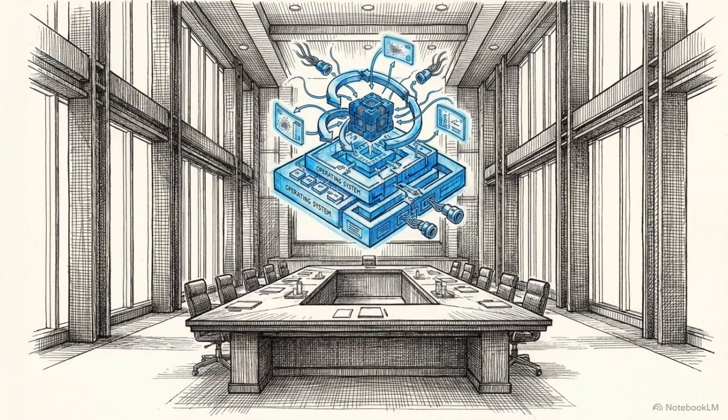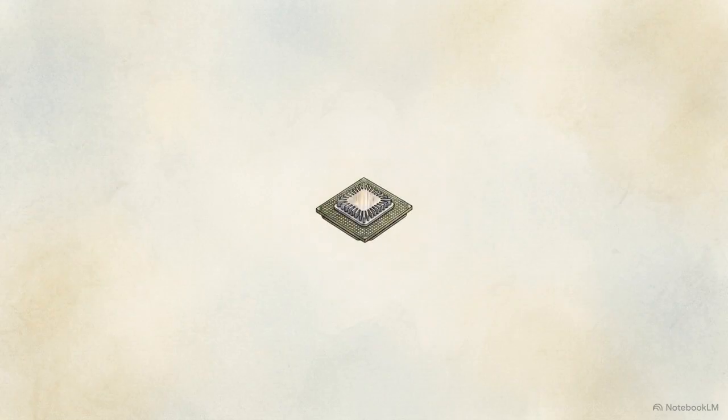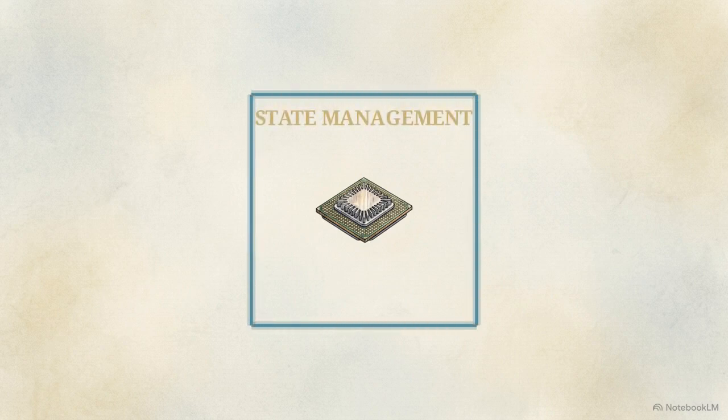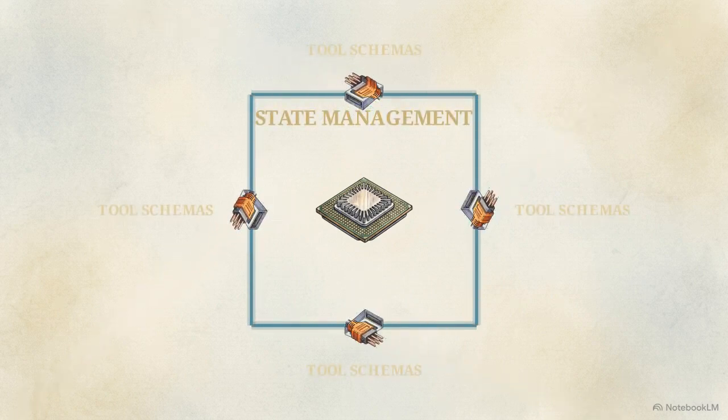This represents a fundamental shift in enterprise strategy. Deploying autonomous agents does not require training massive new models. It requires architecting robust state management and strict tool schemas around the models we have today.